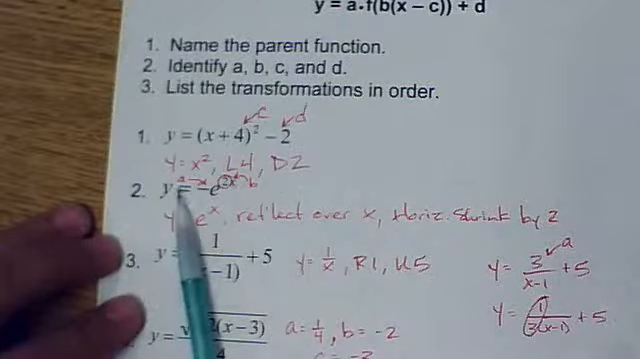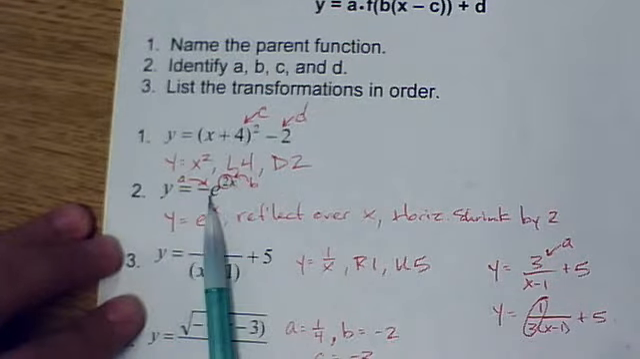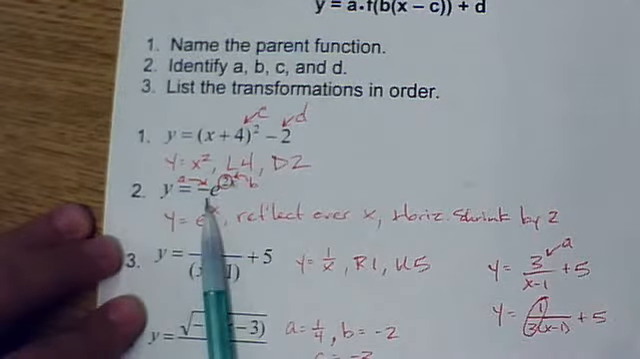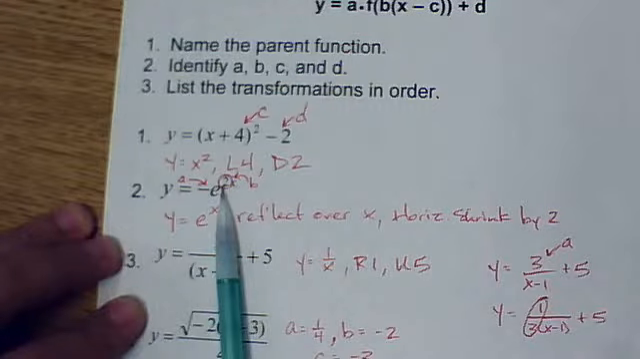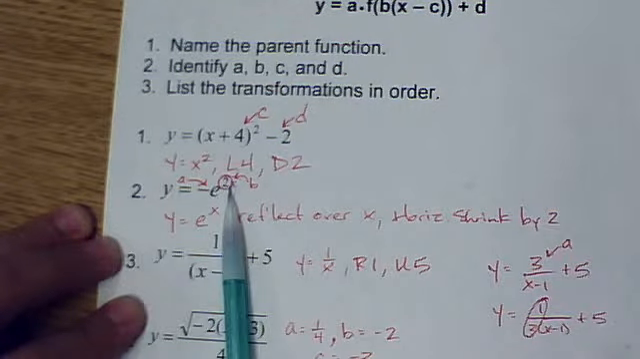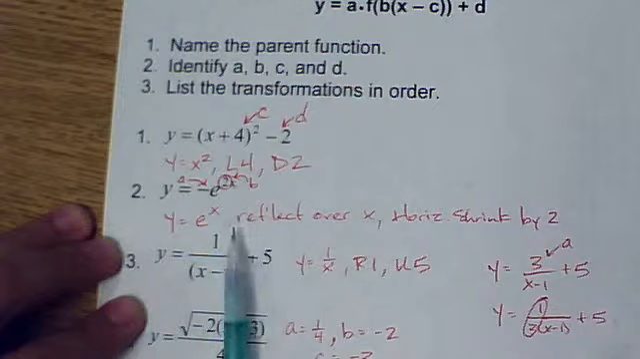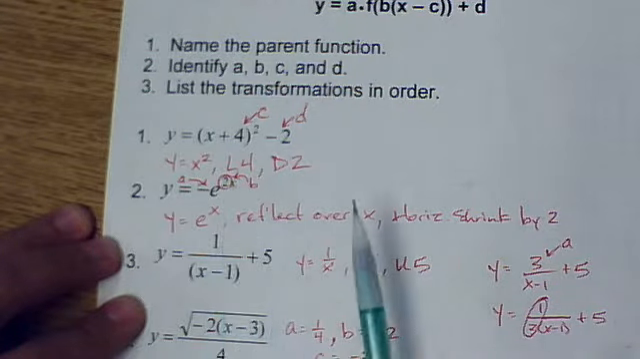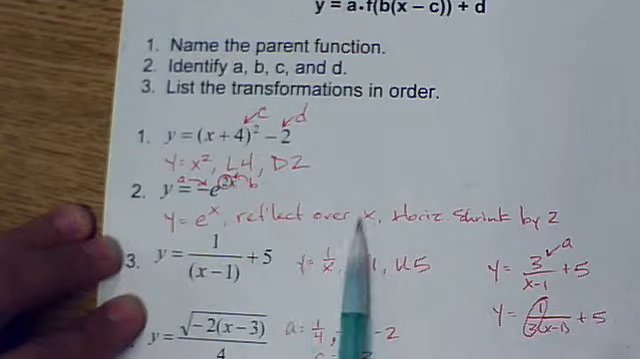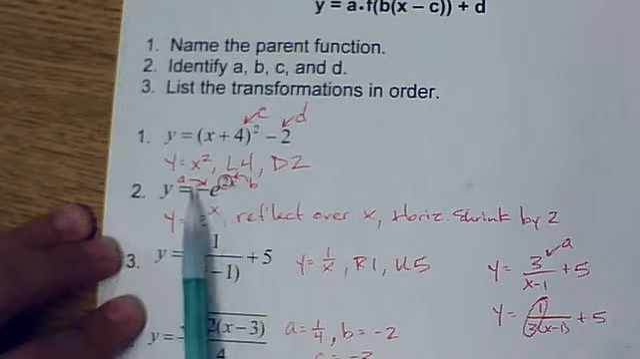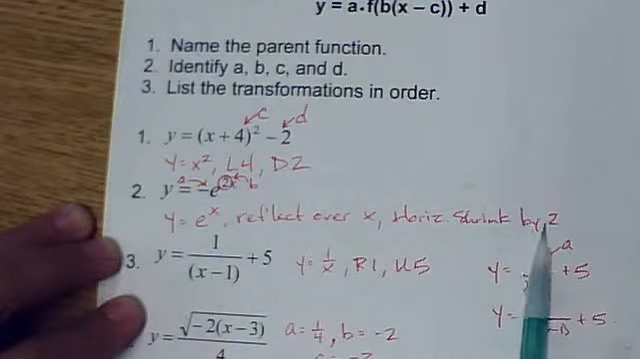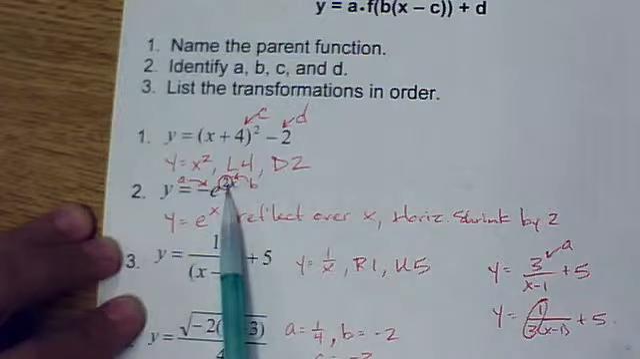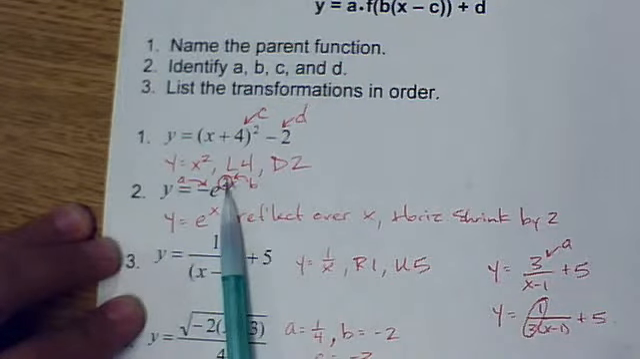On the next one here, the A is the coefficient out front. Because that's a coefficient up in the exponent, then that would be your B. So your parent function is e to the x. It's your exponential. It reflects over the x because you have a negative A. And you have a horizontal shrink by 2 because of that coefficient up in the exponent.